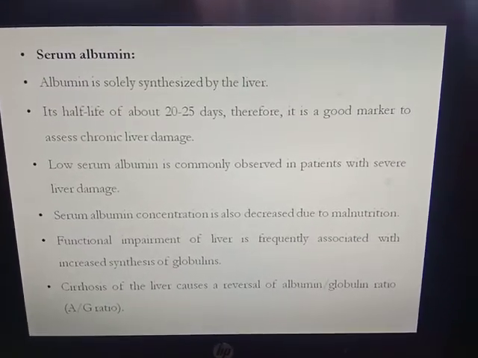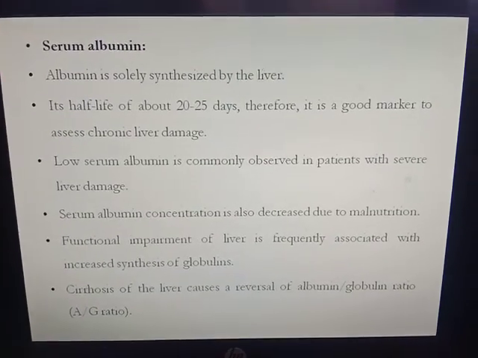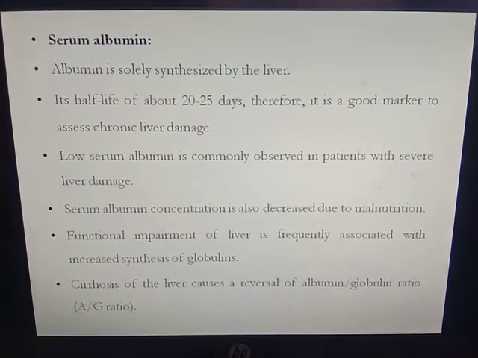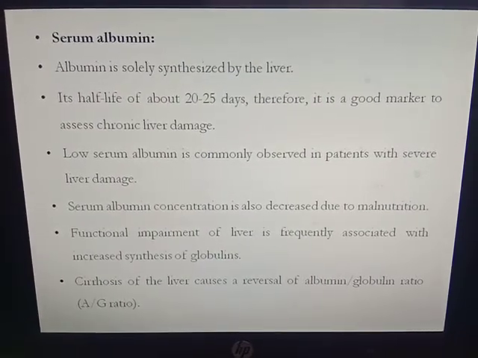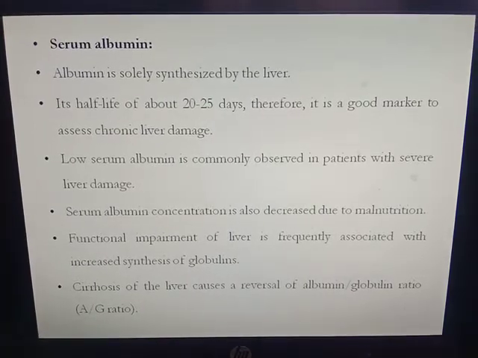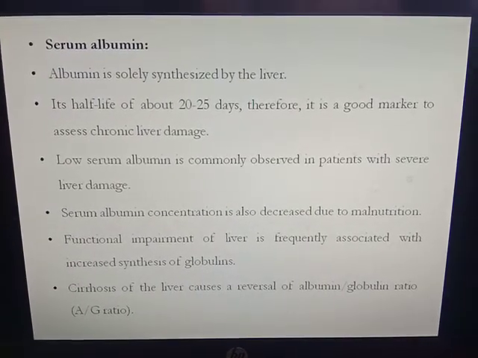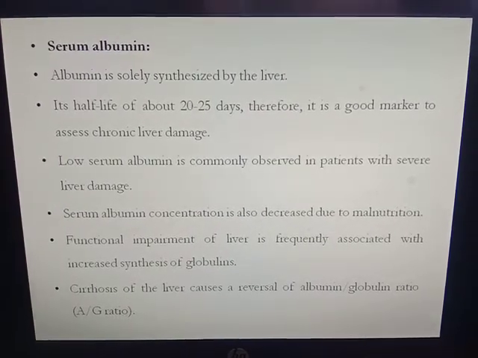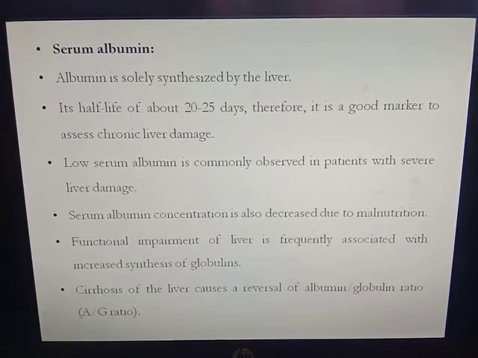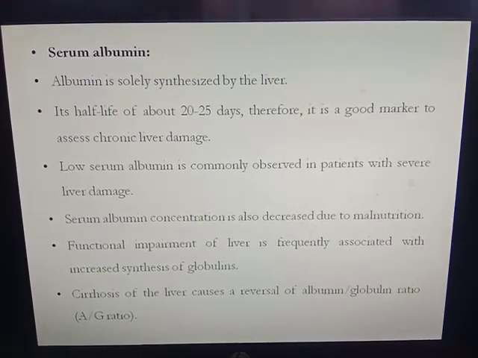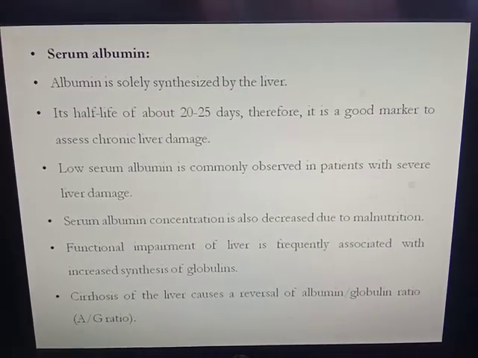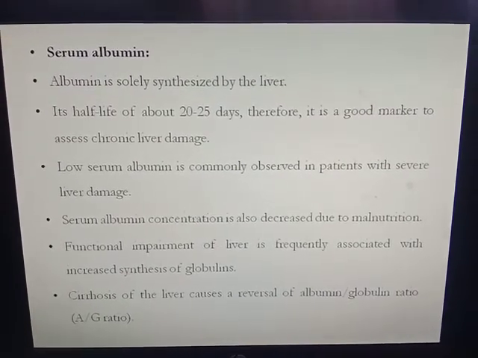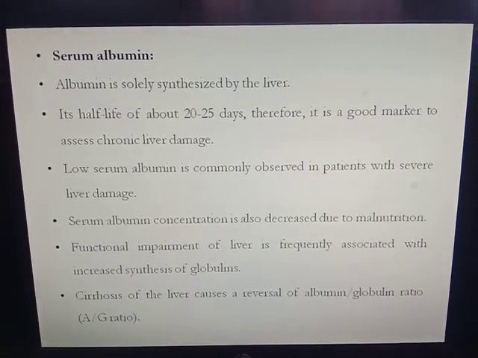Then next is serum albumin. Serum albumin is solely synthesized by the liver, and the half-life of albumin is 20 to 25 days. Therefore, it is a good marker to assess chronic liver damage. Low serum albumin is commonly observed in a patient with severe liver damage. Serum albumin concentration is also decreased in malnutrition. So you have to rule out whether it is due to malnutrition or liver damage by taking the history of the patient.